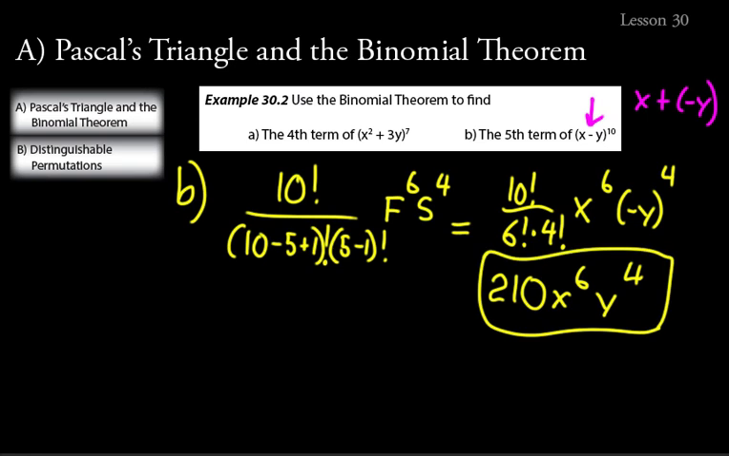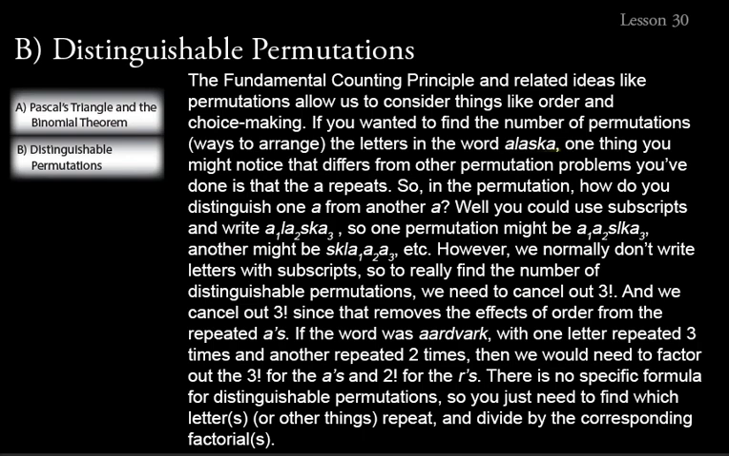And that's the 5th term of (x - y)^10. Let's move on to part B, a different concept: distinguishable permutations. Let's think about the fundamental counting principle and related ideas like permutations. Those allow us to consider things like order and choice making.